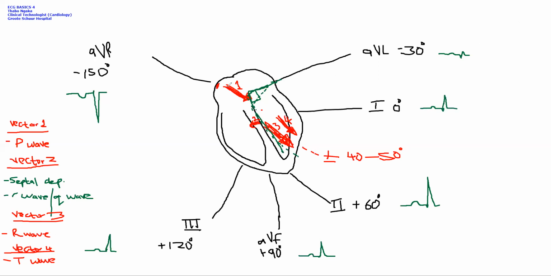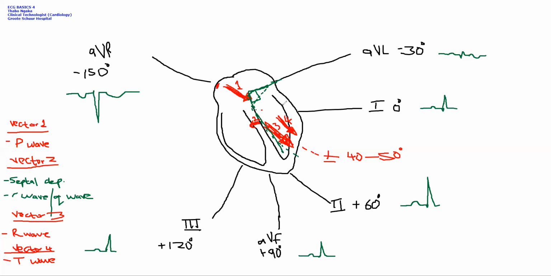Same principles. Vector 4 is moving away from AVR, so AVR is going to give you a negative T wave. Vector 4 is moving at right angles to AVL, so you might get a biphasic T wave, or you might get a slightly more negative T wave or slightly more positive T wave. It really differs, okay?